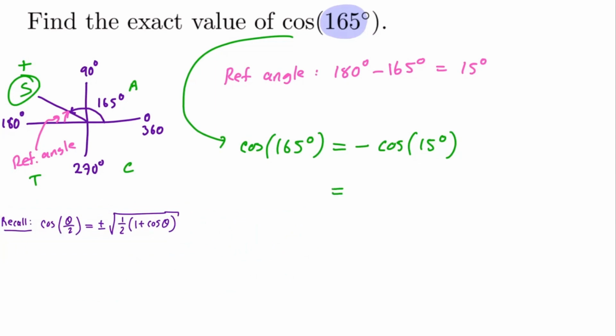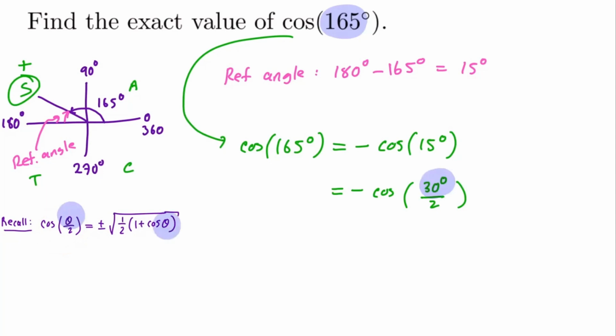But before that, let's rewrite. We have negative cosine of, and I want to write 15 degrees as some theta over 2 so that I can use this formula. So simply you multiply 15 by 2 and divide it by 2. If I multiply by 2, I'm going to get 30 degrees. And then if I divide by 2, I get 15 degrees. So we don't change the problem. We just rewrite it in a certain way. Now this is our theta from the formula. Hopefully you can see that.